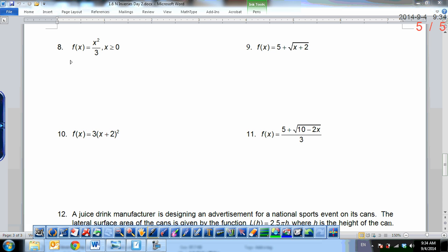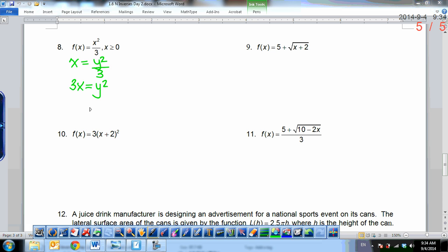So I switch x and y, so I make this be x equals y squared over 3. Is everyone okay if I don't do the extra step for changing it to y? Cool. Okay, then what would we do? Multiply by 3, so I would get 3x equals y squared.